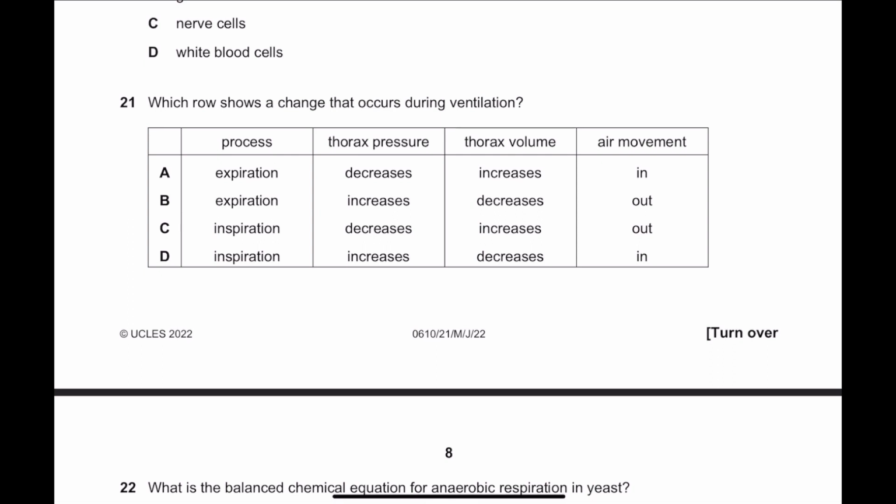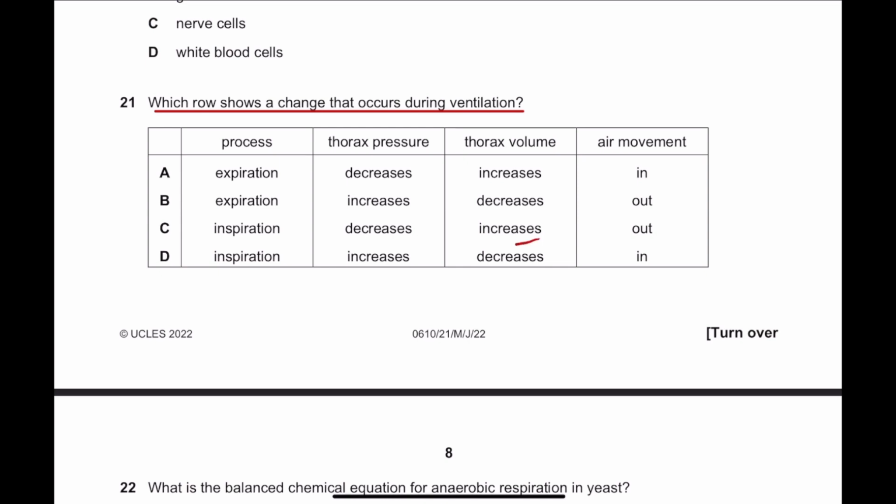Number 21. Which row shows a change that occurs during ventilation? So during ventilation, two things can happen: inspiration and expiration. So during inspiration, we take air in. In order to do so, we have to make the thorax volume increase.